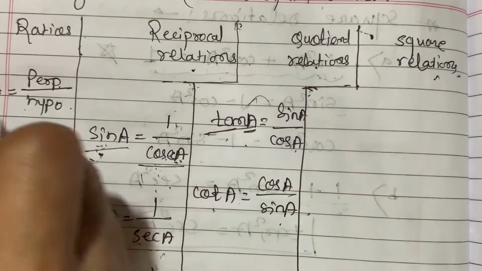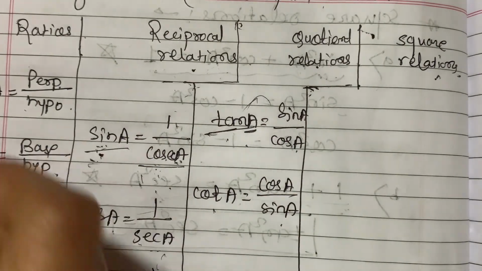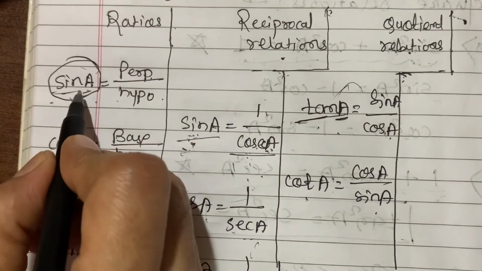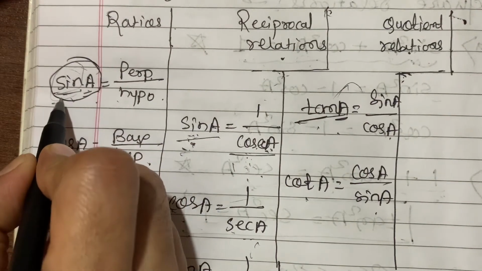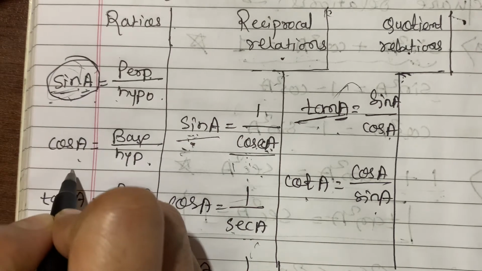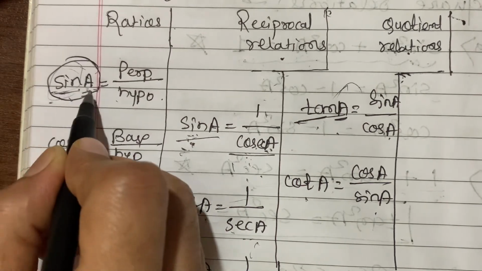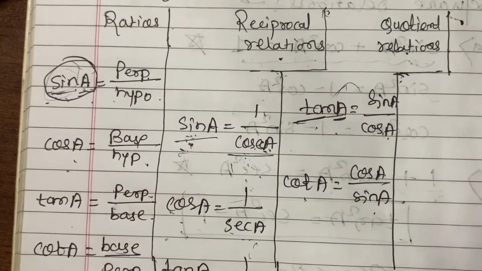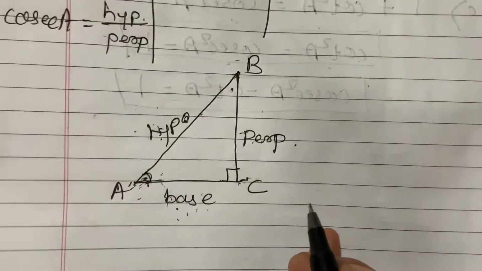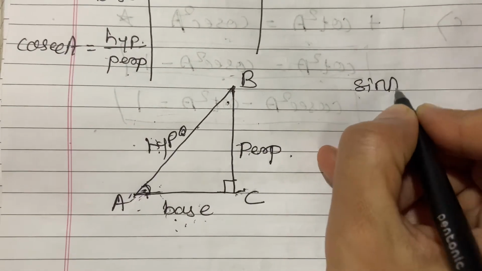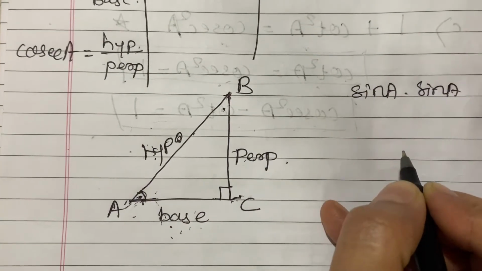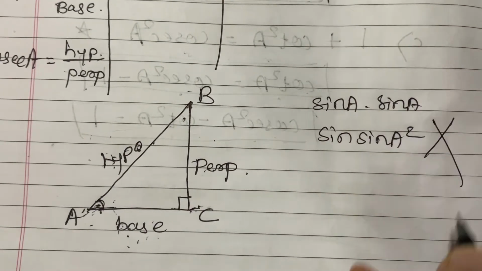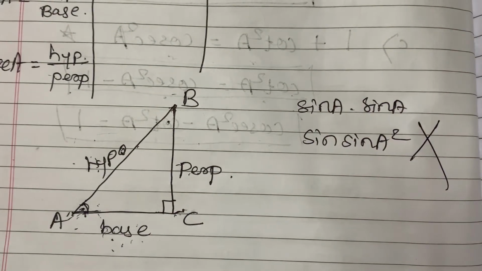In sin A, cos A, tan A, cot A, the A must always be associated with the trigonometric ratio in whatever identity. Sin is there, cos is there, so it is related to the angles. You cannot separate sin A out. Sometimes I have seen that if you have to multiply sin A into sin A, people write sin into sin A square. It is not like this. This is a very big mistake.